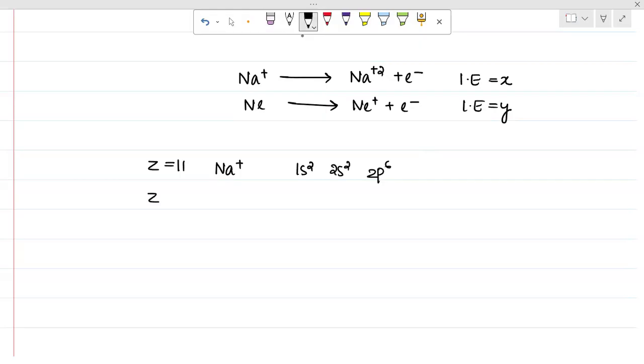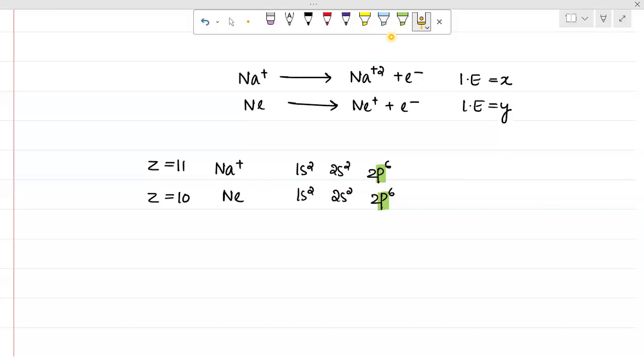Okay. Next is neon, which is 10: 1s2, 2s2, 2p6. So you can see that both of them have got noble gas configuration. Both of them are ending in P subshell, so the penetration power is also the same. Configurations are also the same. So the next one is effective nuclear charge. You can see that here sodium is already positive. Correct? Already one electron is lost, and then you have to remove another electron, which is way tougher. It's tough because already one electron is lost.